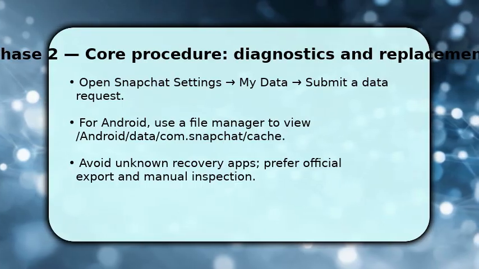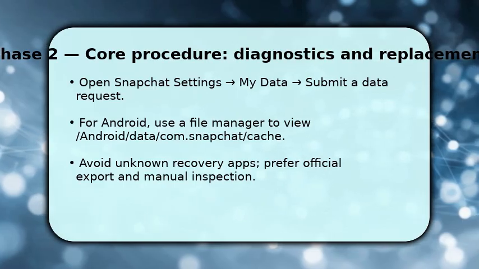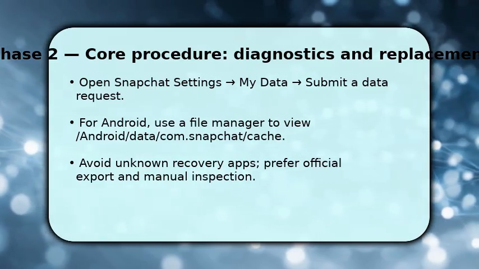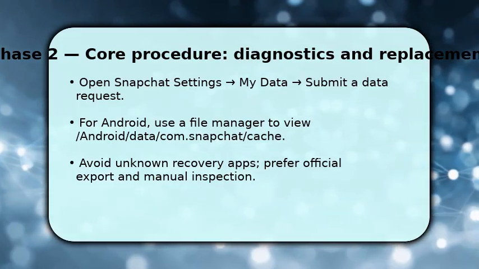On Android, open a file manager and check /android/data/com.snapchat/cache for cached images or chat fragments. On iOS, check iCloud backups via settings.